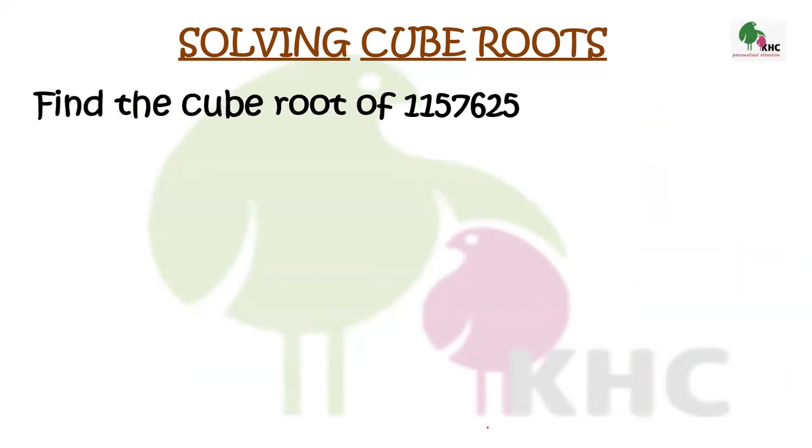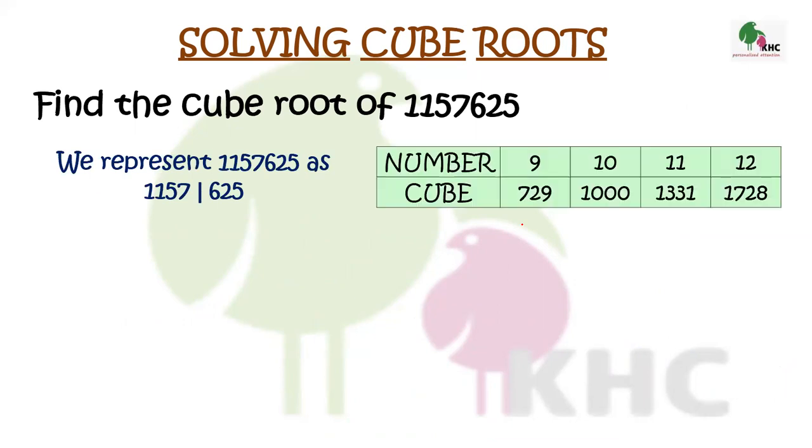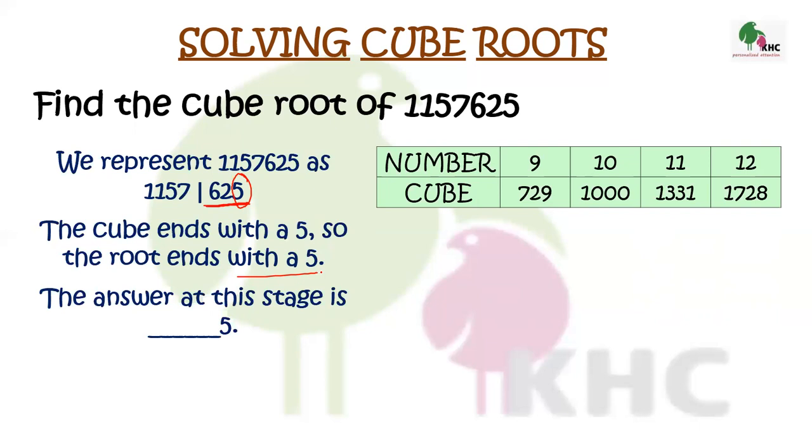One more example. To find the cube root of 1157625, firstly you put a slash before the last three digits. After that, you see that the units digit ends with 5, so the cube number ends with 5. Therefore, your cube root also ends with 5. Now we focus on this number. So you have 1157 before the slash.